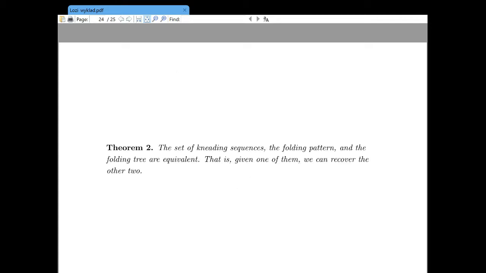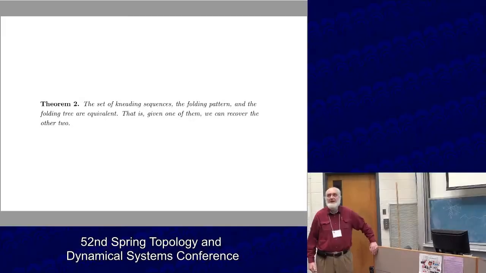So this theorem tells us that those three things, the set of kneading sequences, the folding pattern, and the folding tree, contain the same information about the attractor. And this is information which a priori can give you everything, like entropy or whatever you want.